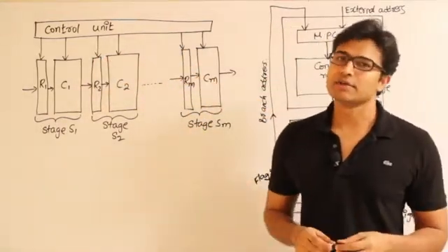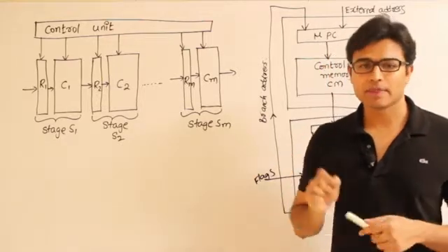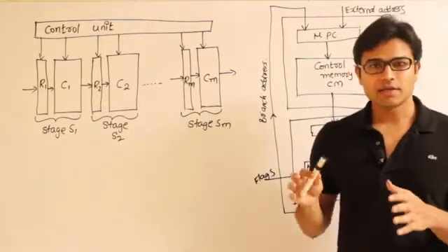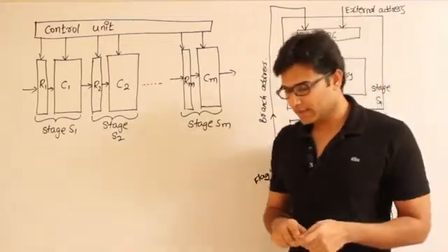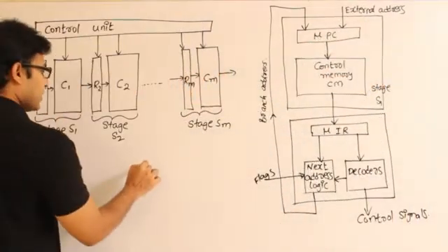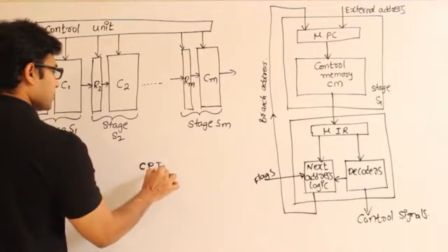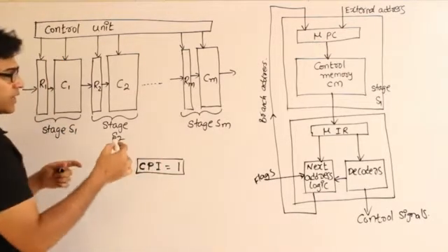Now there are various ways here. What should be the time period of the clock? If you observe, our main aim in designing this pipeline is to see that the clocks per instruction is always 1. The clocks per instruction should always be 1. That is our main aim, and we try to achieve it.